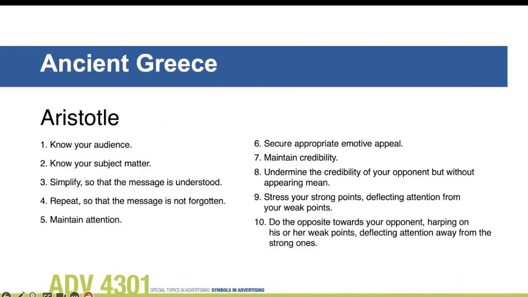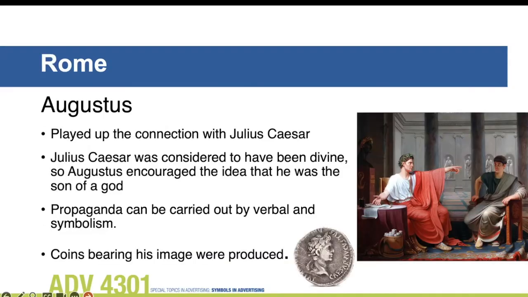And number 10, do the opposite towards your opponent, harping on his or her weak points, deflecting attention away from the strong ones. Could be a politician, could be an advertisement. It's a fine line. Now we turn to Rome, and the ruler we're going to talk about is Augustus.